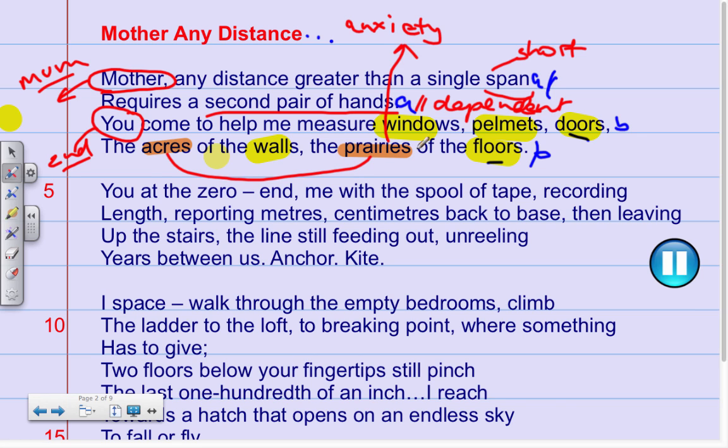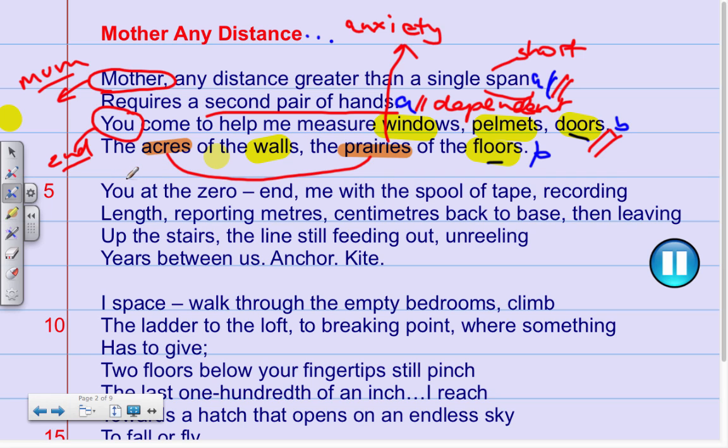Maybe other things to notice are the use of enjambment. You have enjambment here, and then you have enjambment here as well. These two sentences run on, and it's something that's a feature throughout the whole poem. Okay, then let's move on.